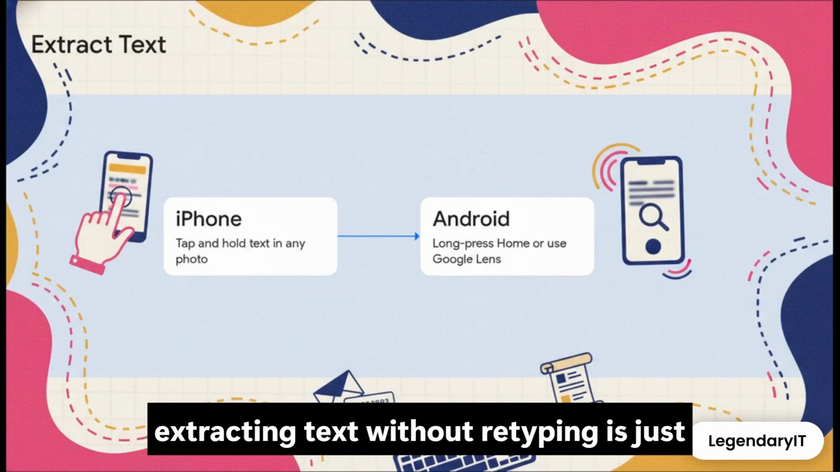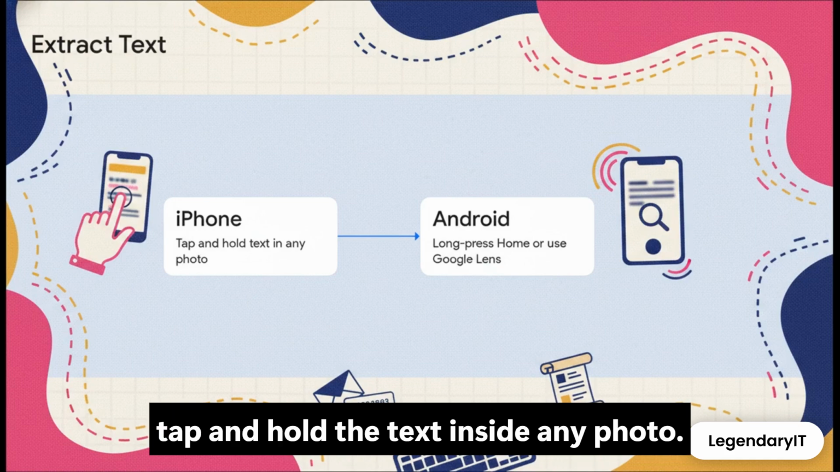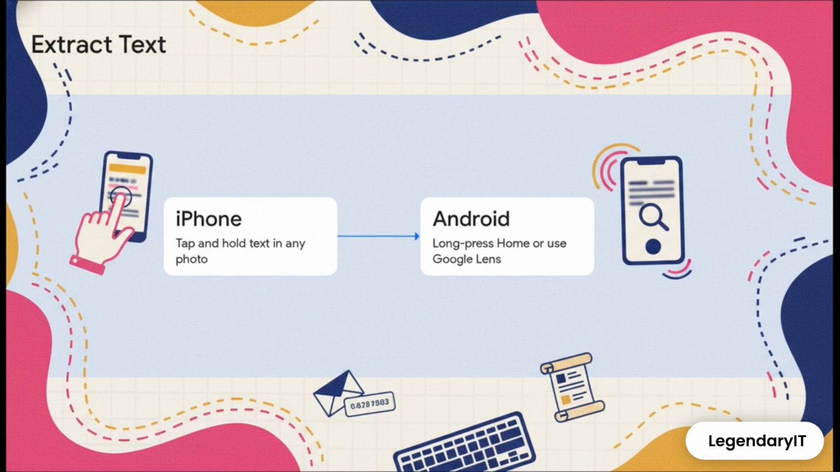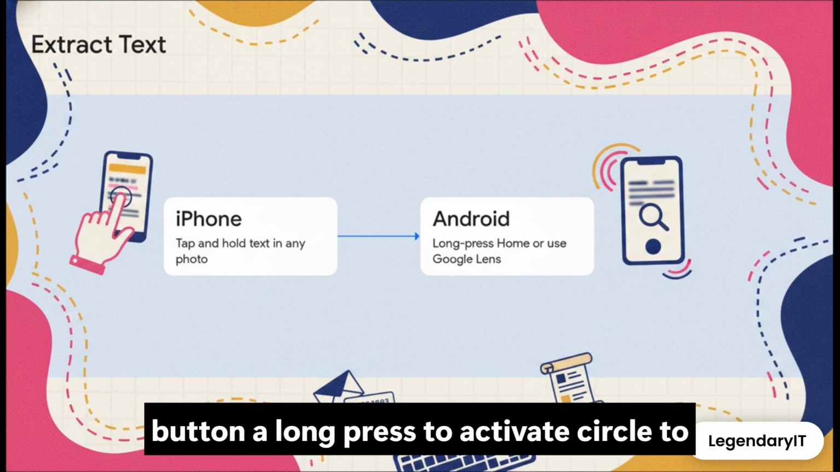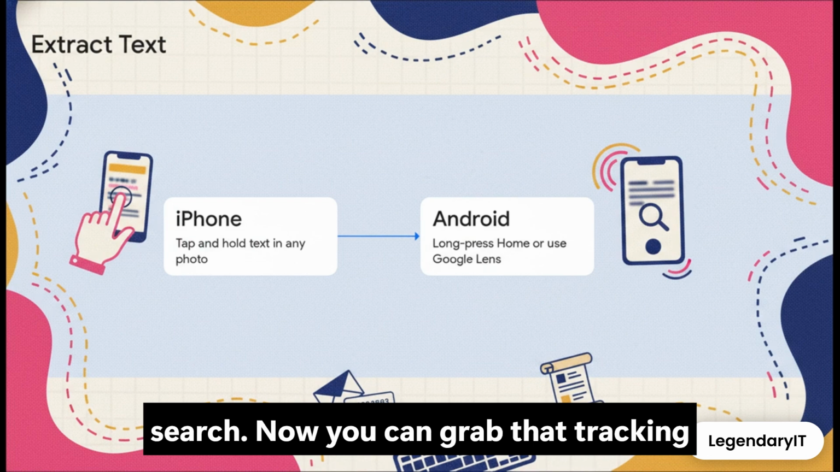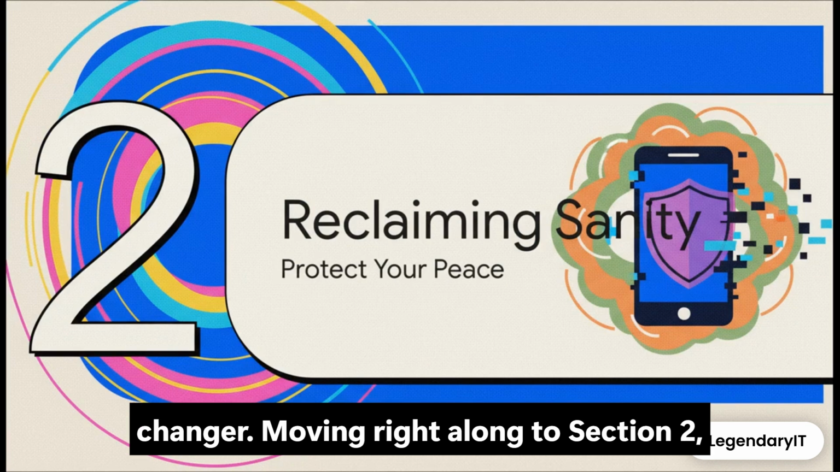And hey, extracting text without retyping is just as easy. On an iPhone, all you do is tap and hold the text inside any photo. If you're on Android, just give the home button a long press to activate Circle to Search. Now you can grab that tracking number or recipe instantly. A real game changer. Moving right along to section 2, reclaiming sanity.